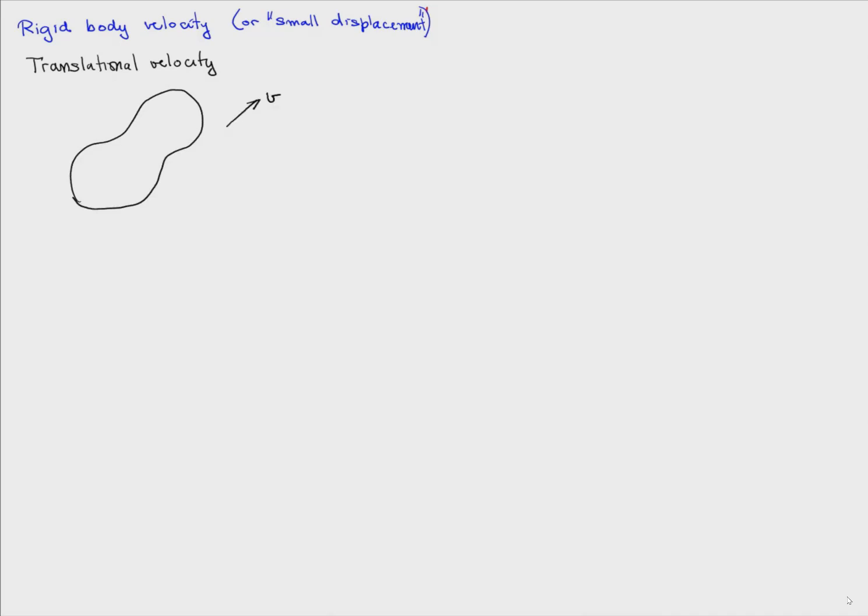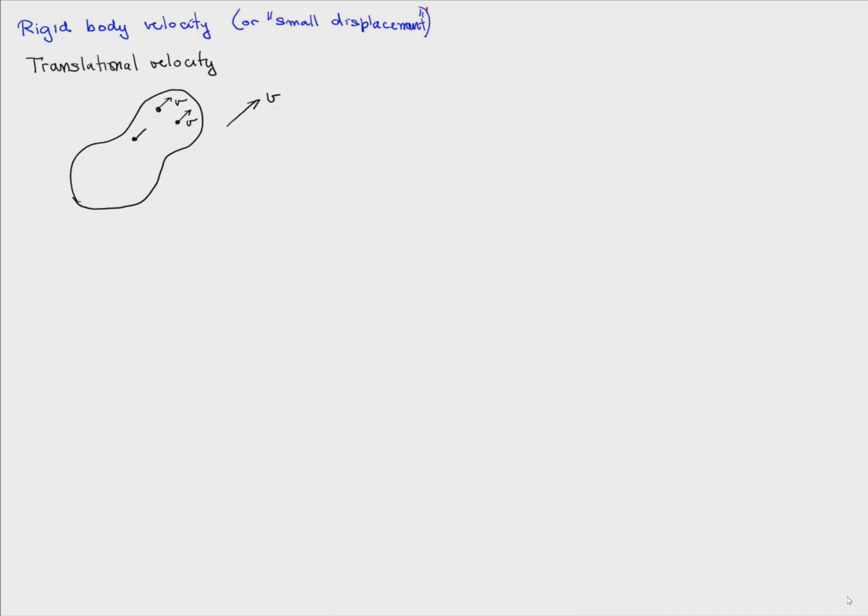This video relates directly to some of the things we have to do in the assignment. First, we look at how we compute rigid body modes of a structure. So rigid body velocity or small displacement, we use velocity and small displacement kind of interchangeably.